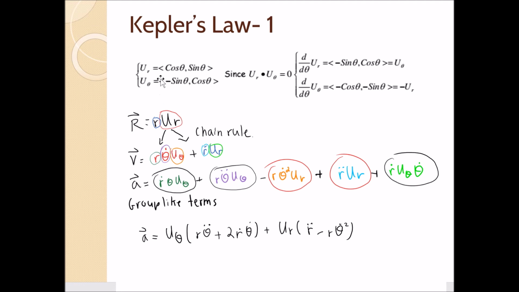So we're given U_r equals (cosine theta, sine theta), and U_theta equals (negative sine theta, cosine theta). So we know that U_r dot U_theta equals 0, so we know that they're perpendicular.